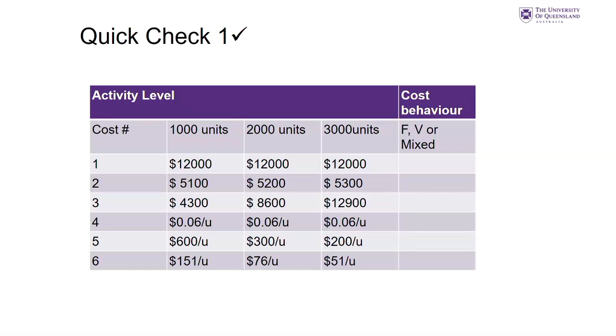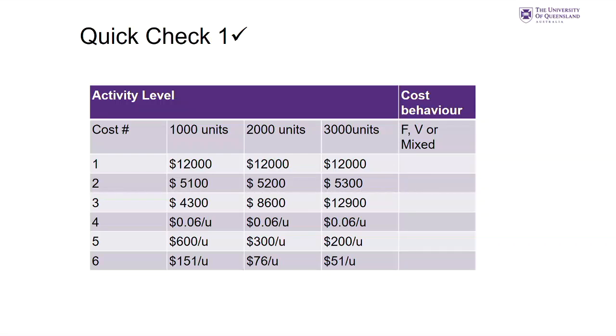Remember this, now this is per unit, hasn't changed, so it's variable. Okay, this would be the slope. This is the variable cost per unit. It's not changing over the number of units that we produce, and so it would be a variable cost. What about this one?